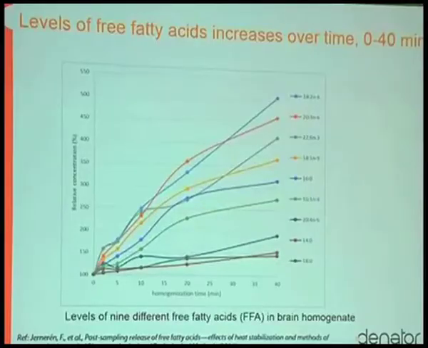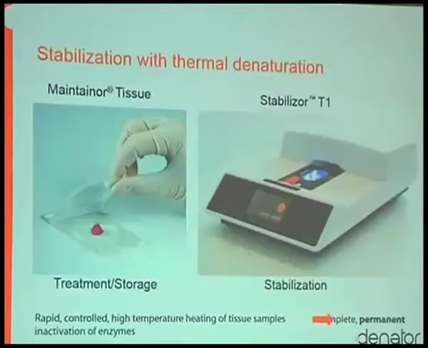So this is the problem that we're addressing. And to do this, we stabilize through thermal denaturation. So we use a heat-based technology. And in the next slide, I'll show you exactly how it's done and what happens on a molecular level.